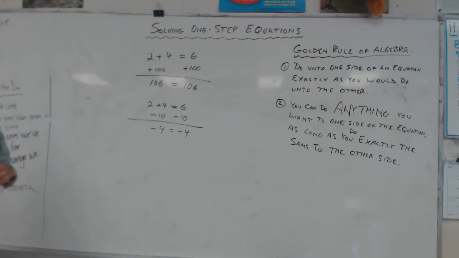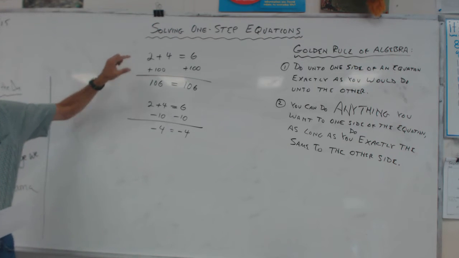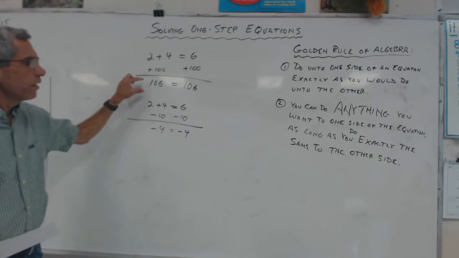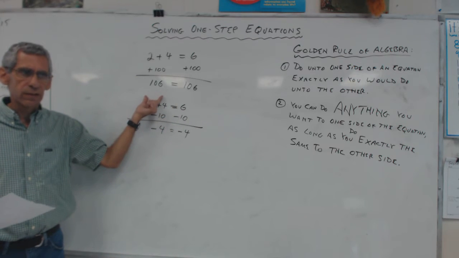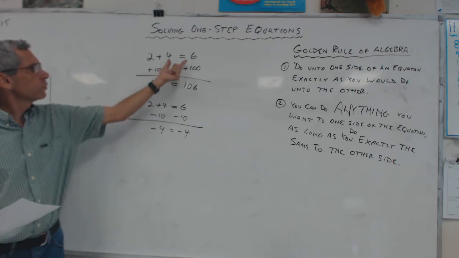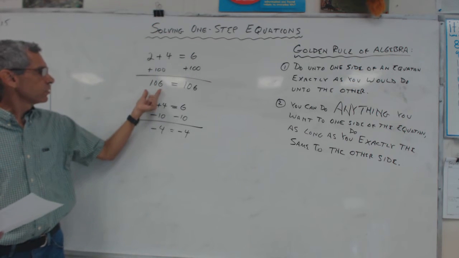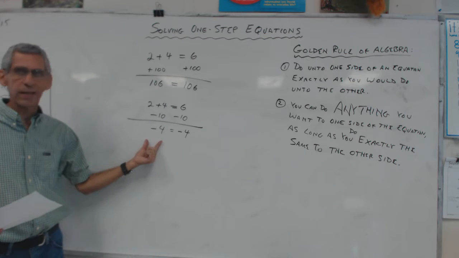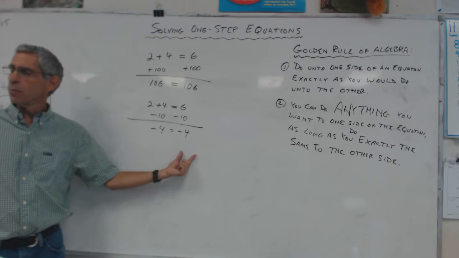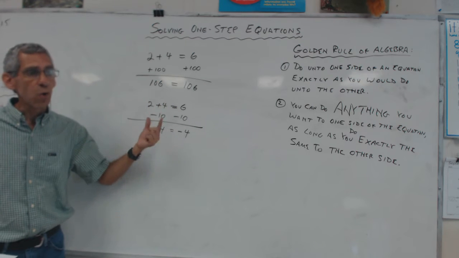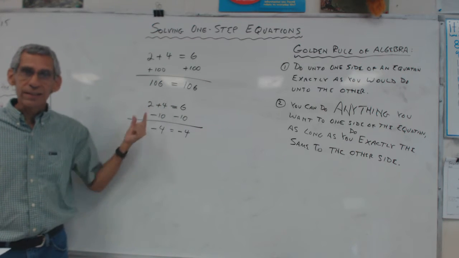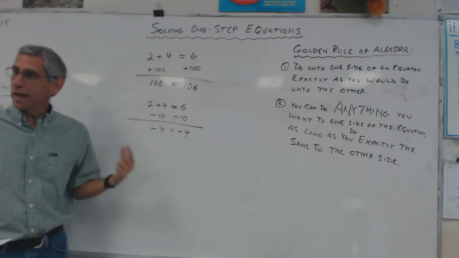Now this is interesting. By doing this, using the golden rule, I have changed the value of the equation. Do you see? This was 6 equals 6, basically. And now it's 106 equals 106. Here it's negative 4 equals negative 4. But even though I've changed the values, I haven't changed the equality. They're still equal, right? So I can do anything I want.